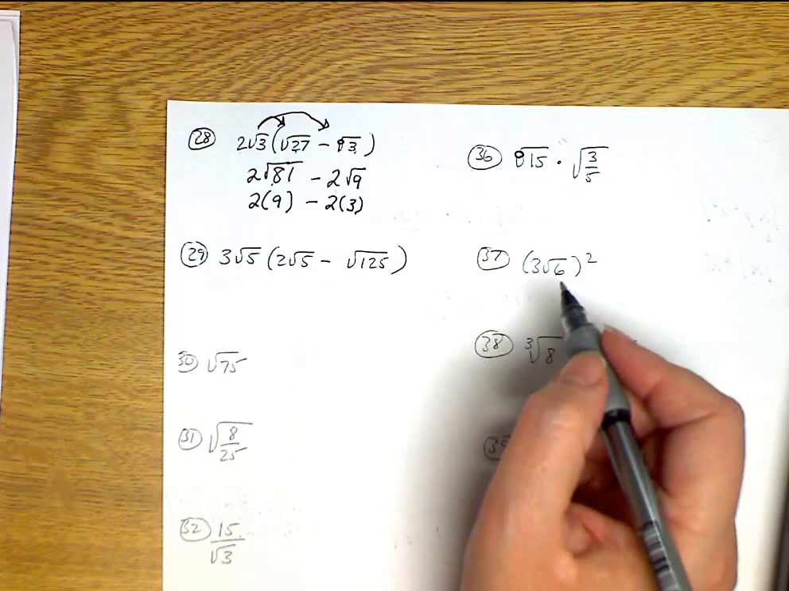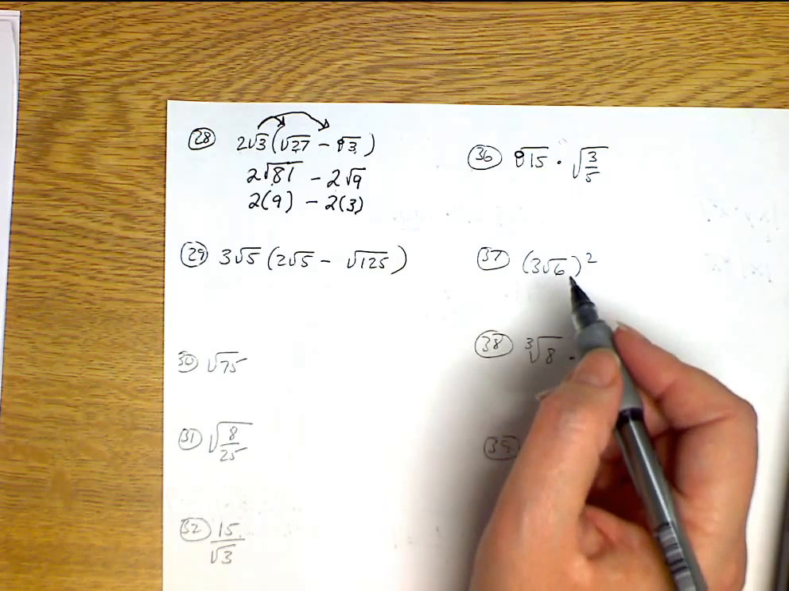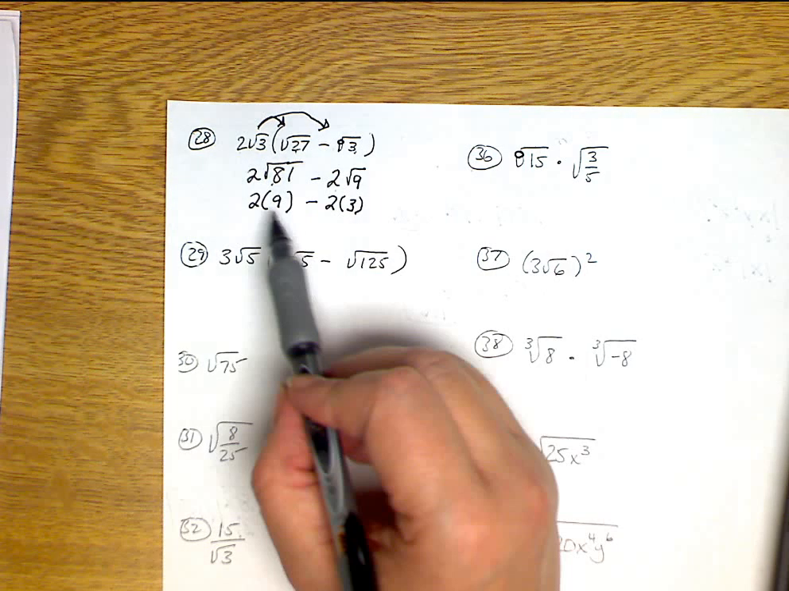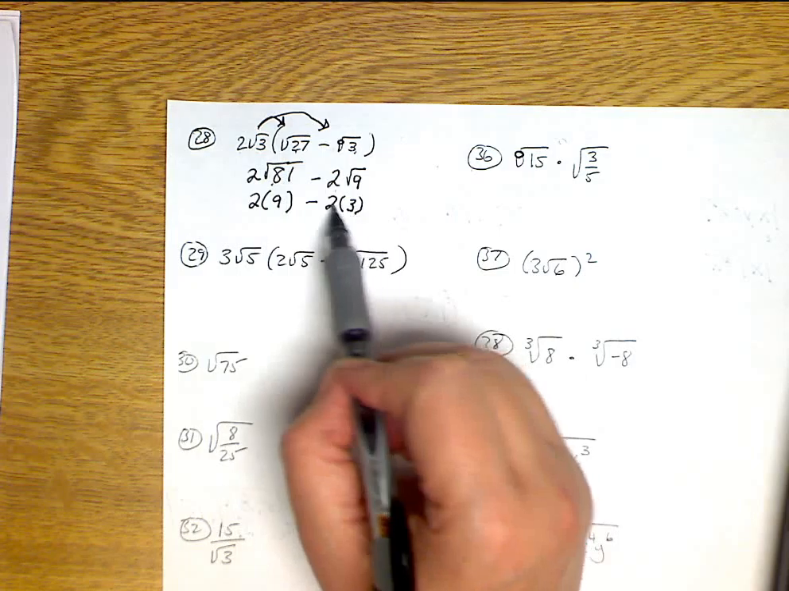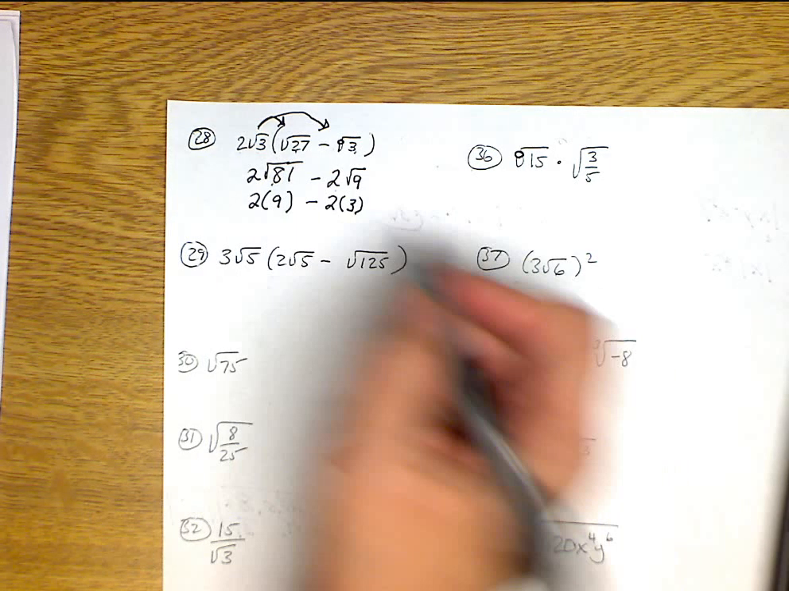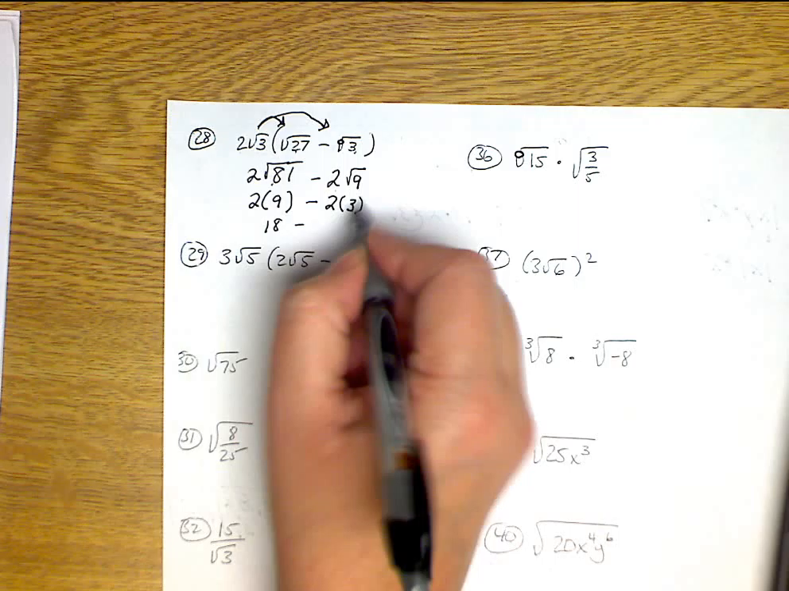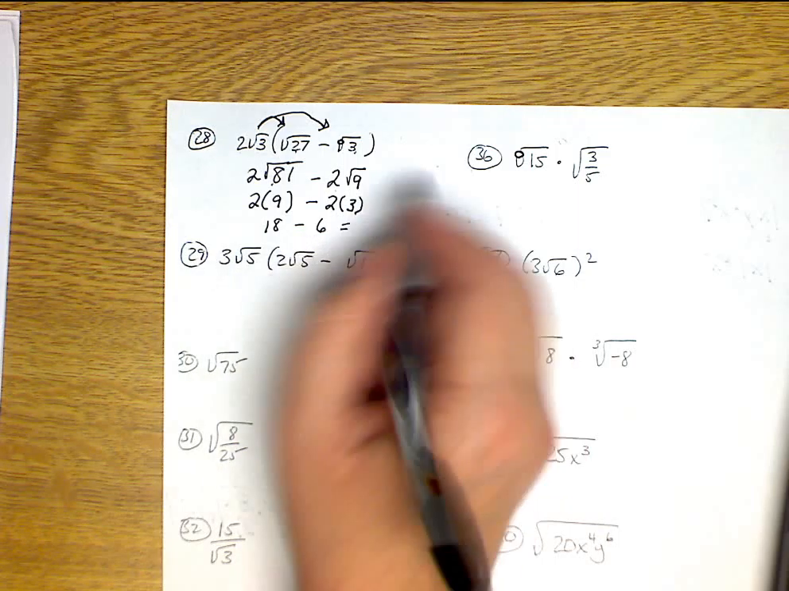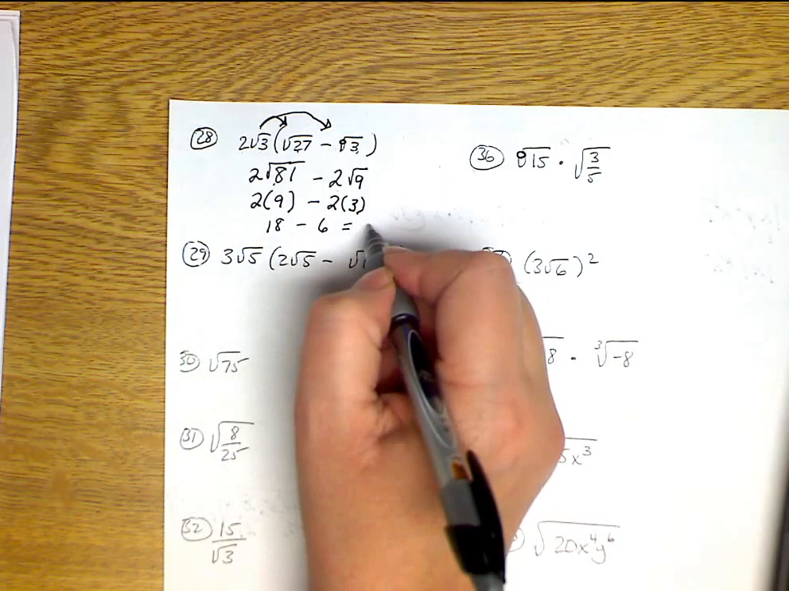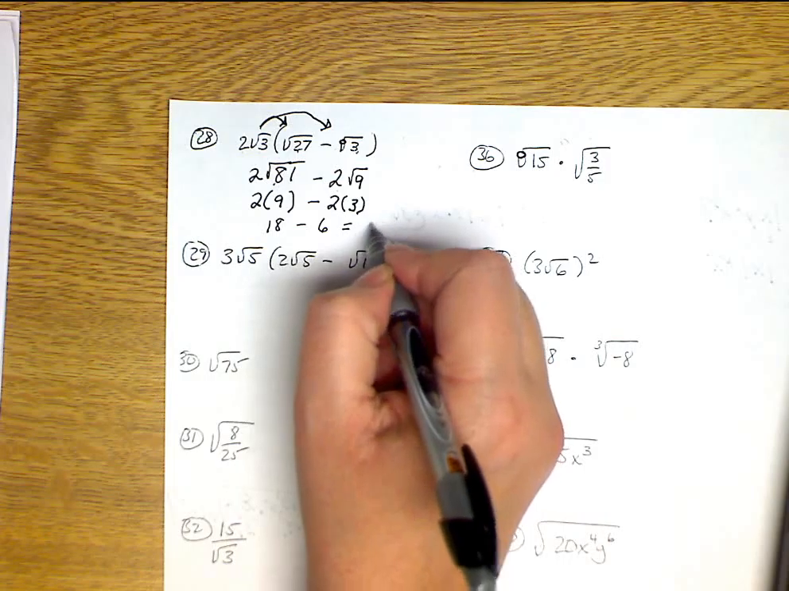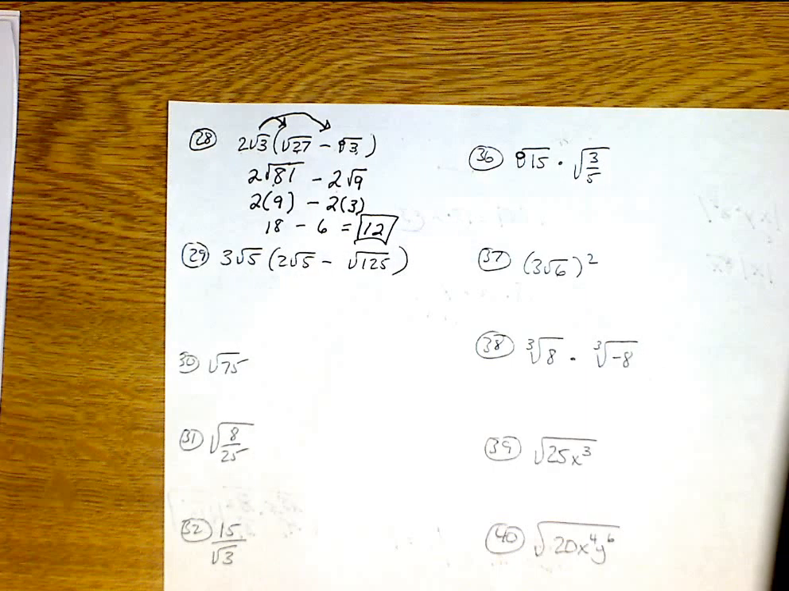Order of operations, ladies and gentlemen. Make sure you know you have to do your multiplications before you can subtract. So we have 18 minus 6, which is 12.